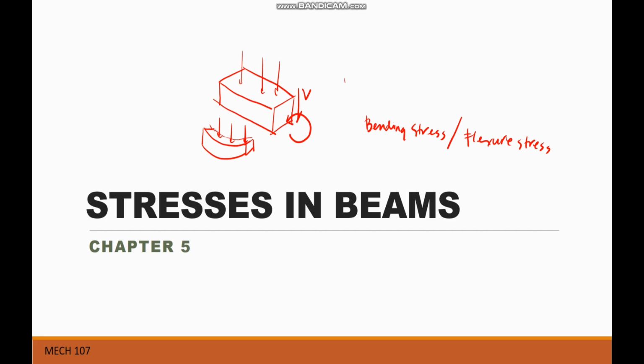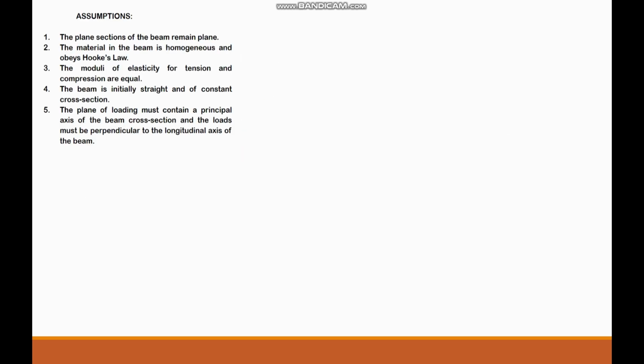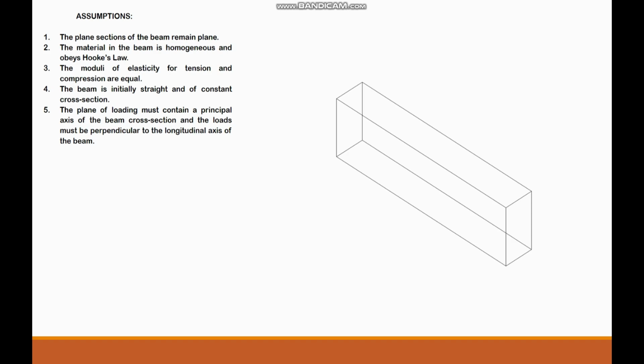So in deriving these relations, we are making some assumptions. We have here 5 assumptions. Assumption number 1, the plane sections of the beam remain plane. So we have here a rectangular beam. So the plane sections are plane on the entire length. Assumption number 2 says that the material in the beam is homogeneous and obeys Hooke's law. So for example, kung concrete yung ginamit, concrete lahat the entire length. So we are assuming that the material being used is homogeneous and it obeys Hooke's law.